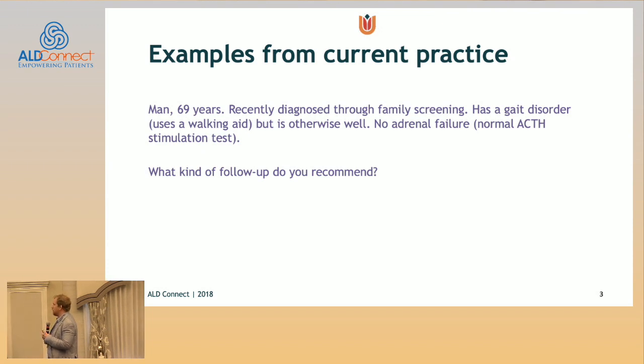So he gets the complete workup. He has no adrenal failure. He gets an ACTH stimulation test, perfectly normal. So what do you do? He's 69 years old. He's not overly enthusiastic about yearly doctor's visits because he says, I feel fine. But what kind of follow-up would you recommend?